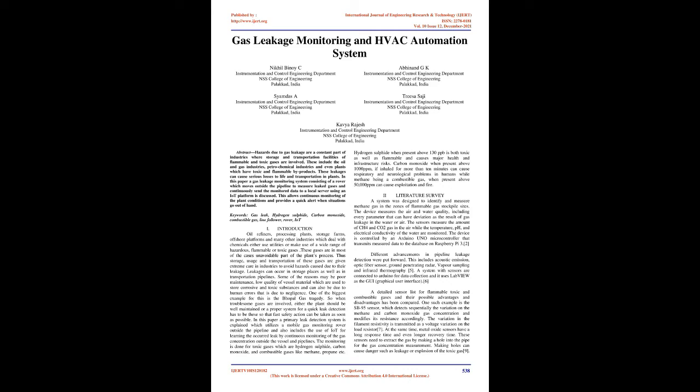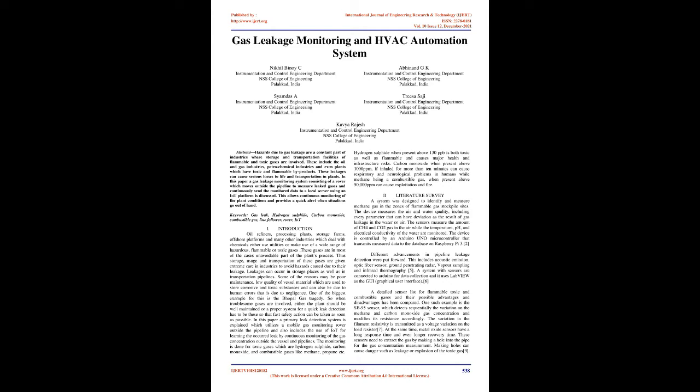Some of the reasons may be poor maintenance, low quality of vessel material which is used to store corrosive and toxic substances, and human errors, that is, negligence. One of the biggest examples of this is the Bhopal gas tragedy. So when troublesome gases are involved, either the plant should be well maintained or a proper system for quick leak detection has to be in place so that fast safety action can be taken as soon as possible.